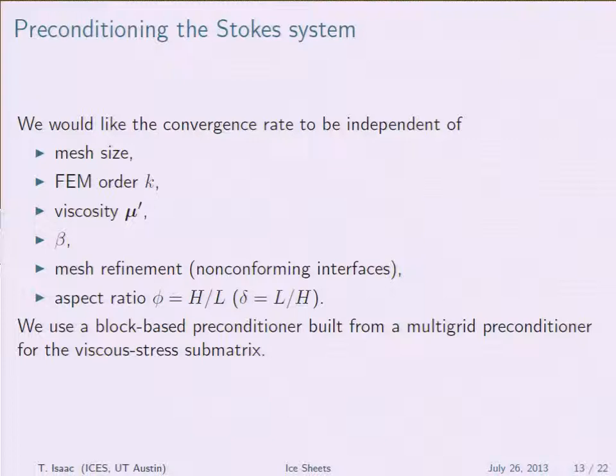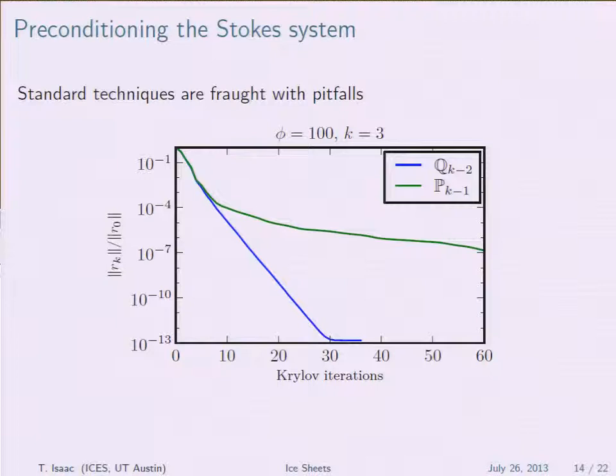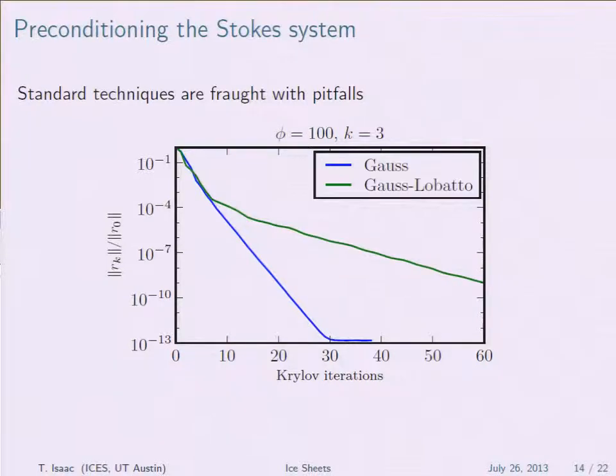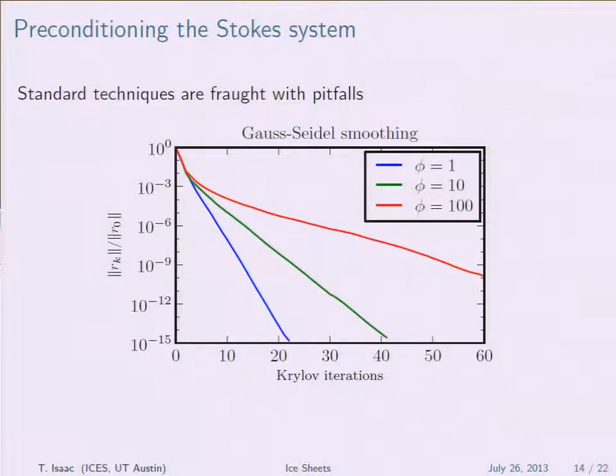So I'm going to try not to be too technical about this. But suffice to say that if you use standard approaches to this, you can have a lot of pitfalls. So you'd like to see good convergence for all sets of parameters. But if you choose the wrong mesh, you may have problems. If you choose the wrong finite element space, you may have problems. If you choose the wrong basis, you may have problems. If you choose the wrong quadrature, you may have problems. If you choose the wrong smoother within your multigrid, you may have problems.